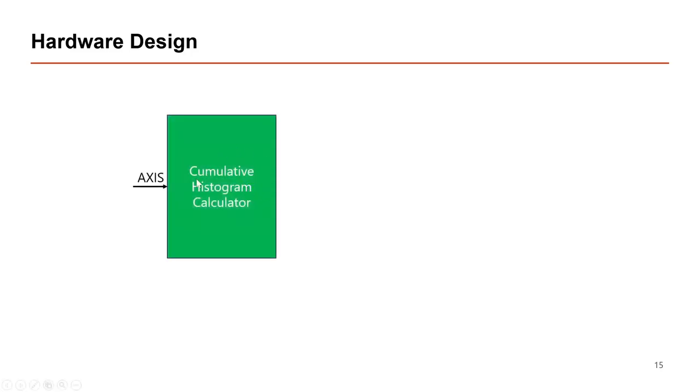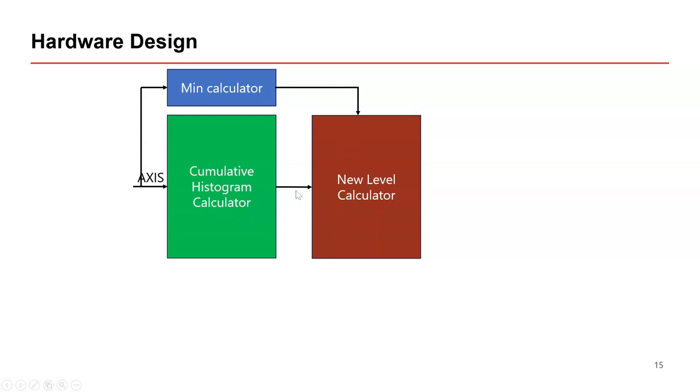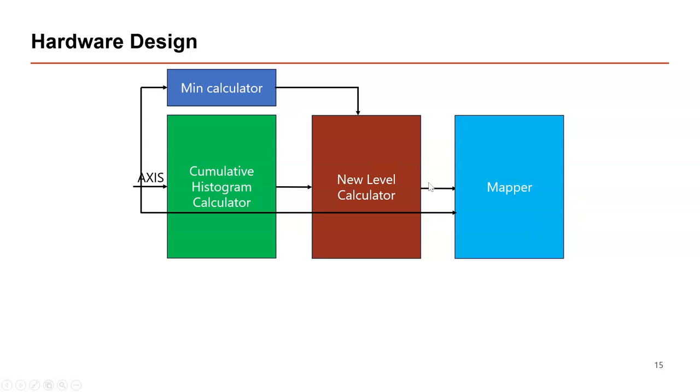So basically, this is the idea. Like I showed, we have the cumulative histogram calculator. From there, we get the cumulative histogram. In parallel to that, we have the minimum cumulative histogram calculator. From there, we will be getting the minimum cumulative histogram. They will be going to this level calculator, which will be giving the levels, which will be going to the mapper. So in the second pass, the mapper gets these levels from the level calculator. And we assume the original image will be streamed again to the mapper for the second time. At that time, the mapper will be doing the mapping operation.